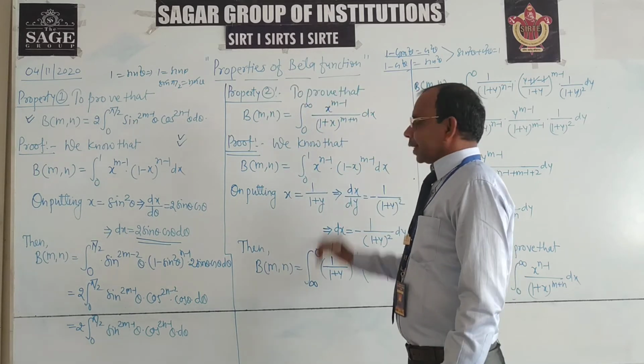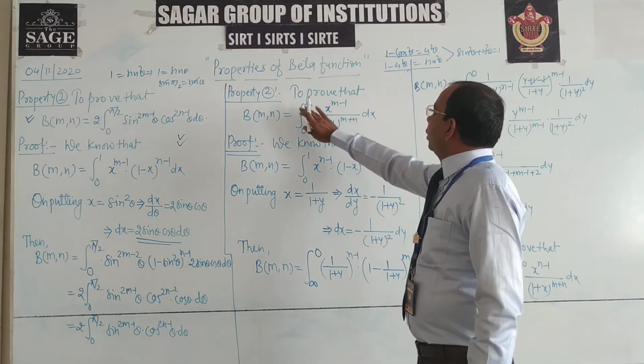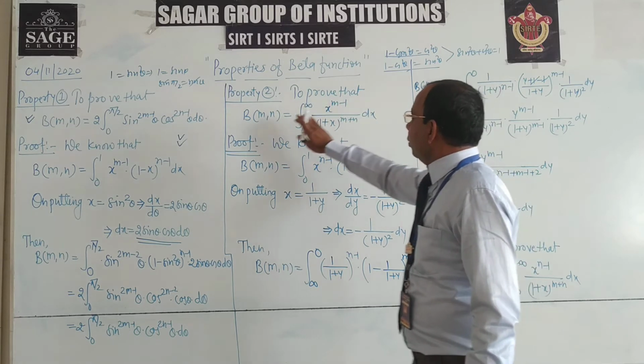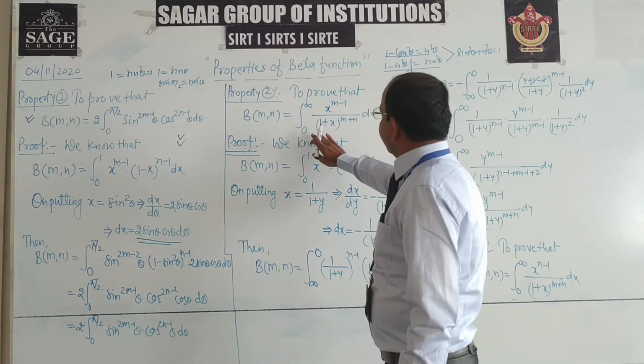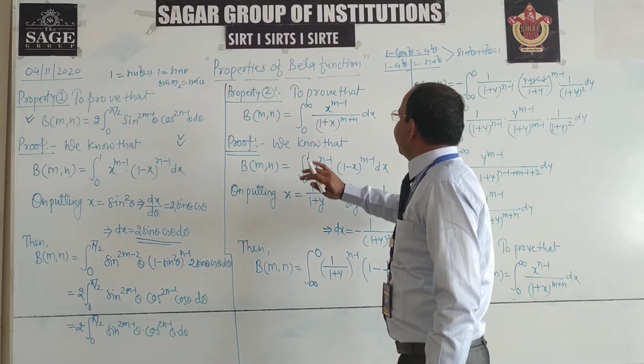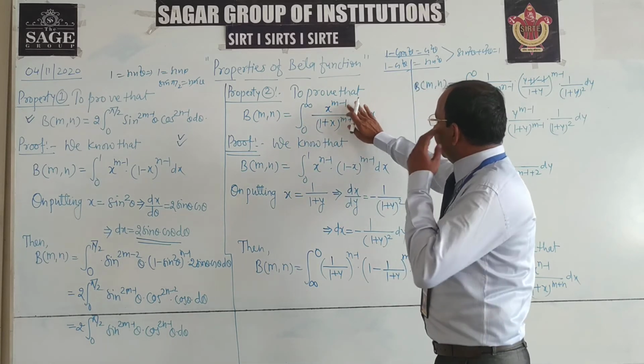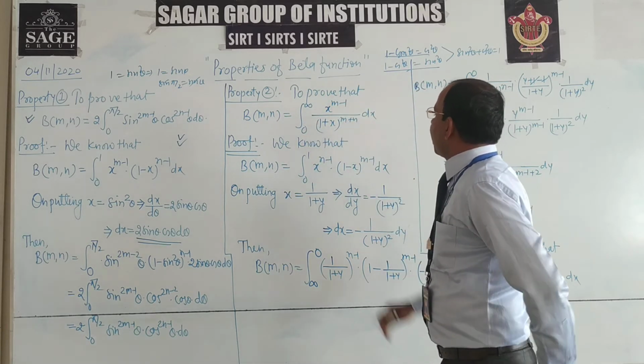Similarly, the second property of the beta function is to prove that beta(m, n) equals the integral from 0 to infinity of x^(m-1) upon (1 plus x)^(m+n).